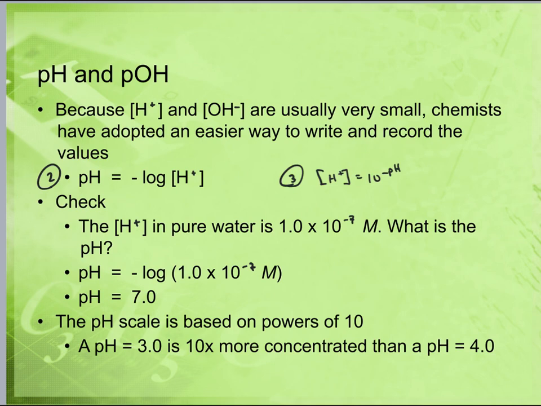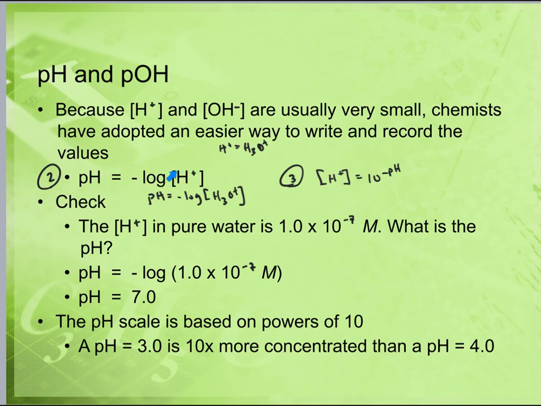Because these numbers are very small, in pure water it was 1 times 10 to the negative 7th molar, chemists have adopted an easier way to write and record values, and that's using pH. And the equation for pH, and this is important equation number 2, pH is equal to the negative log of the hydrogen ion concentration. You will also see this written as pH equals negative log of the hydronium concentration, because don't forget, we are considering H+ to mean the same thing as H3O+. But that's the equation. pH is negative log of the hydrogen ion concentration.